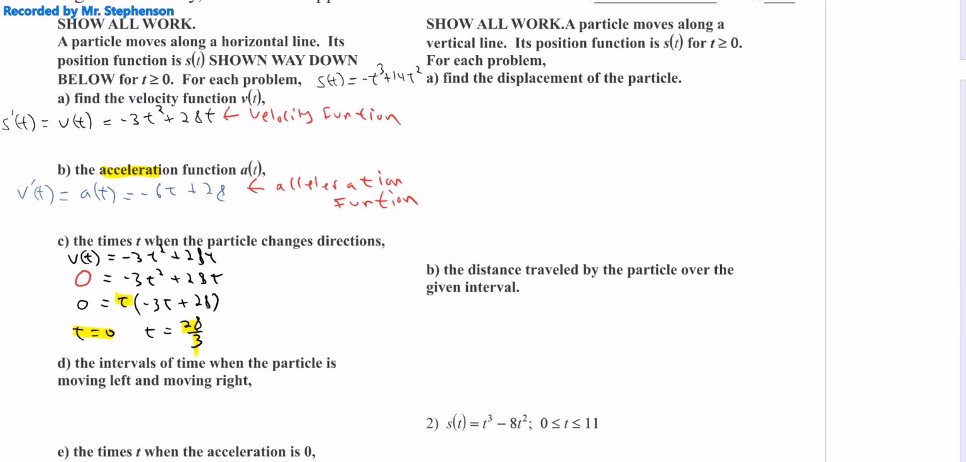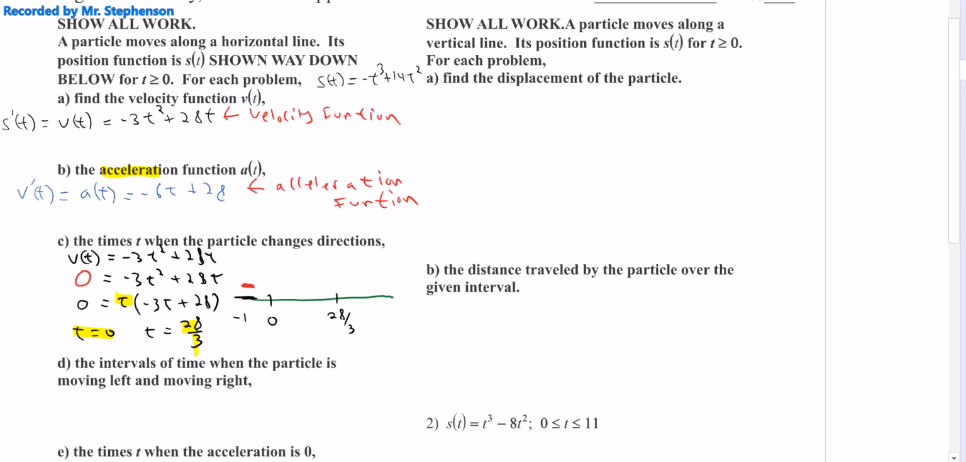I'm not guaranteed that they actually change direction there. So I actually need to start with 0 and 28 over 3, and try some different numbers in here. Let's imagine I plug in a number over here, like a negative 1 or something. If I plug that into my velocity function, I'm going to have negative 3 plus negative 28. That's definitely going to be negative, right? So over here, our velocity is negative.